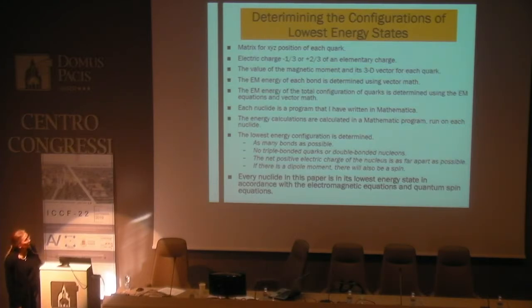So the lowest energy configuration is, as you might guess, with as many bonds as possible. Every bond will lower that energy. So the lowest energy, as many bonds as possible. No triple bonded quarks, no double bonded nucleus. The net positive charge of the nucleus is spread out as far as possible. What that says is that you don't get a little wadded up ball of charge.